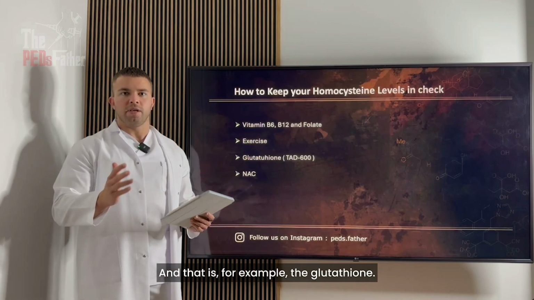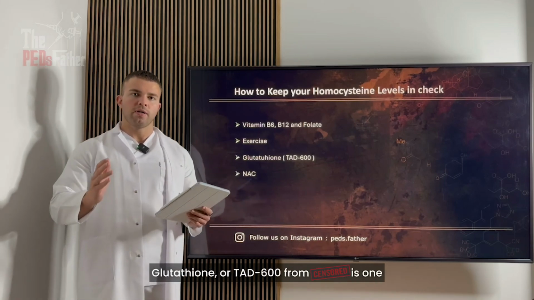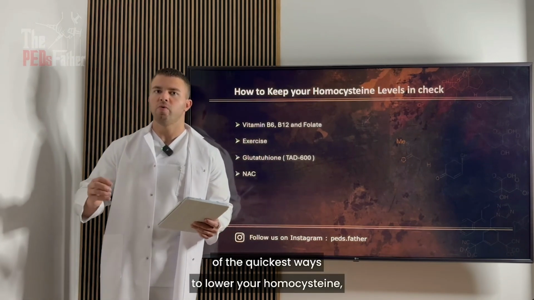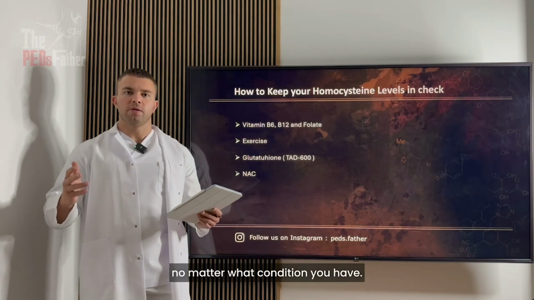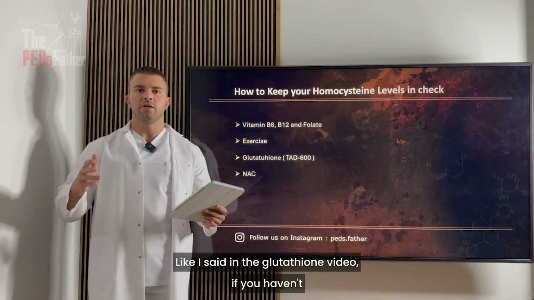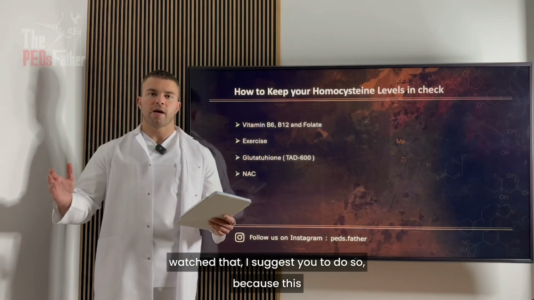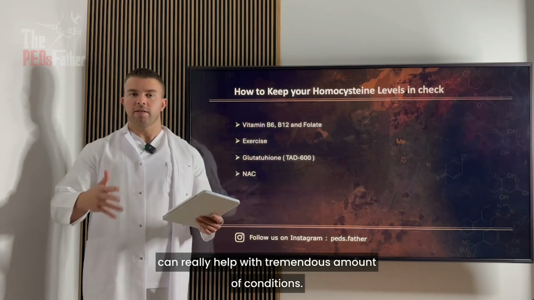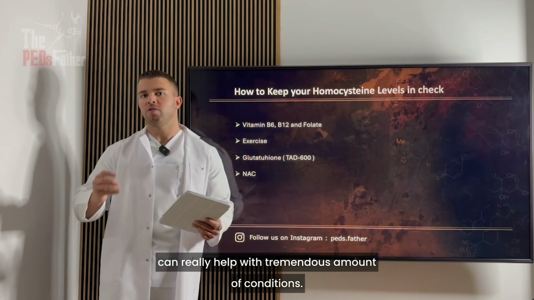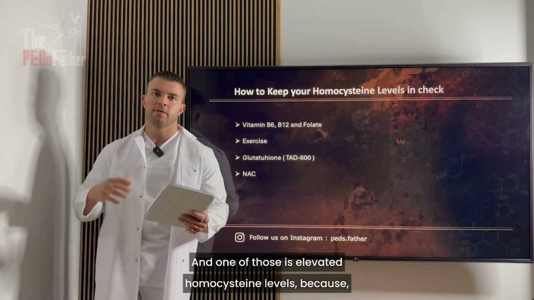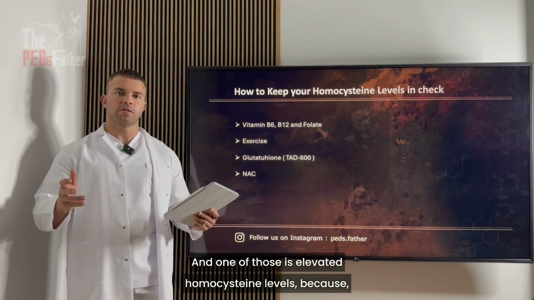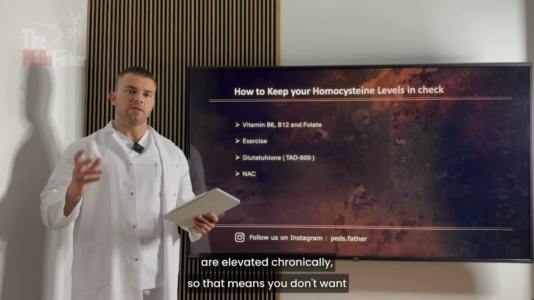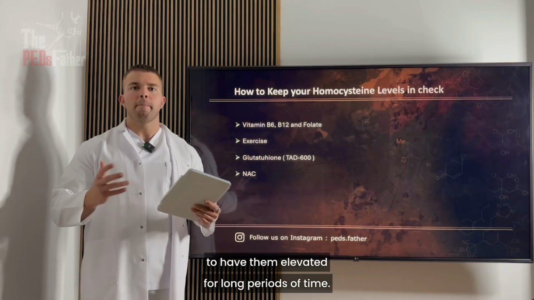And that is, for example, glutathione. Glutathione, or TAD 600, is one of the quickest ways to lower your homocysteine, no matter what condition you have. Like I said in the glutathione video, if you haven't watched that, I suggest you do so, because this compound is not talked about enough, I think, and it can really help with a tremendous amount of conditions. And one of those is elevated homocysteine levels, because like I said, homocysteine levels are bad when they are elevated chronically. So that means you don't want to have them elevated for long periods of time.